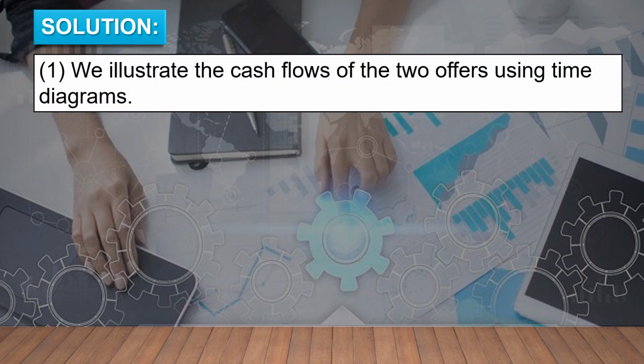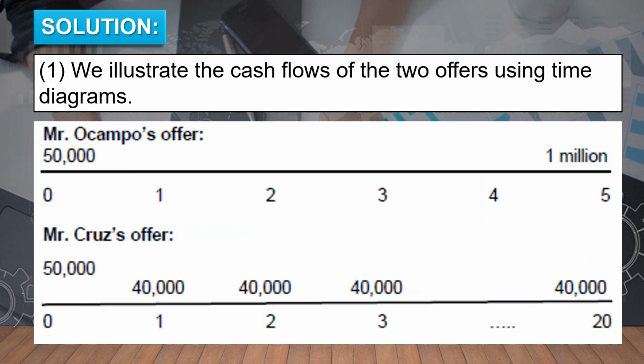First, we illustrate the cash flows of the two offers using the time diagrams. So the time diagram of Mr. Ocampo's offer, initial payment or the down payment of 50,000 pesos. Then after 5 years is the payment of 1 million pesos. Now for Mr. Cruz's offer, we have the initial payment or down payment, which is 50,000 pesos. And for every quarter, 40,000 pesos payment in 5 years.